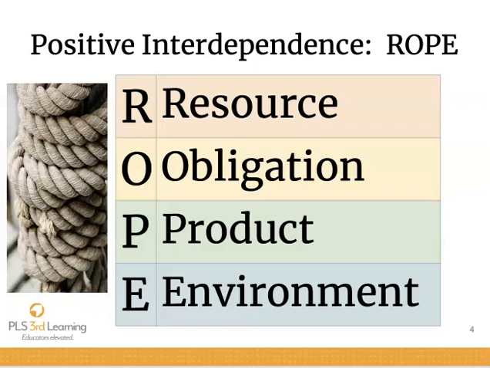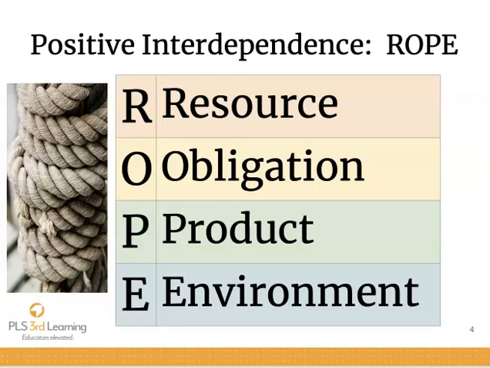You can build in interdependence by regulating a group's resources, the things they have to work with. In obligation, to others, you hold groups accountable. We won't use it in starters, but we will in the 3D model. P stands for product interdependence. Groups create one product or have one goal rather than each person working on his or her own thing.